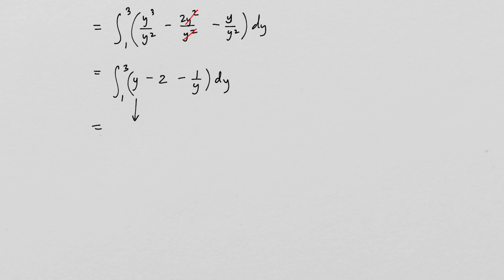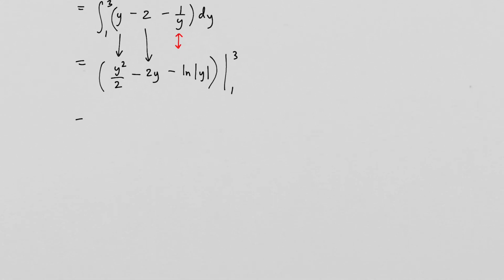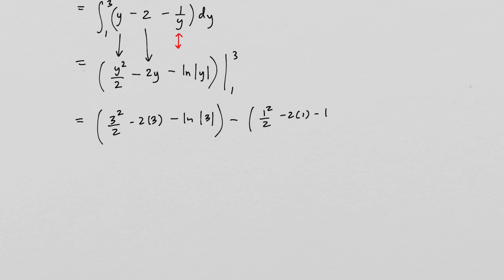Integral of y, or the antiderivative of y, is y squared divided by 2. Antiderivative of 2 is 2y. Minus, and then this one here is kind of special. The antiderivative of 1 over y is the natural log of the absolute value of y. And then we evaluate from 1 to 3. Plug in 3. Minus, plug in 1. Let's recognize the natural log of 1 is equal to 0.